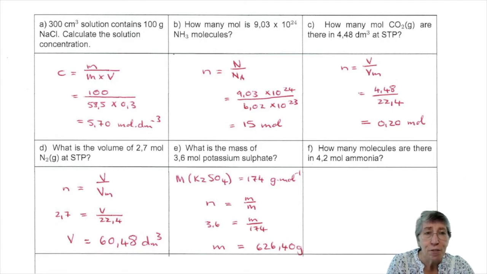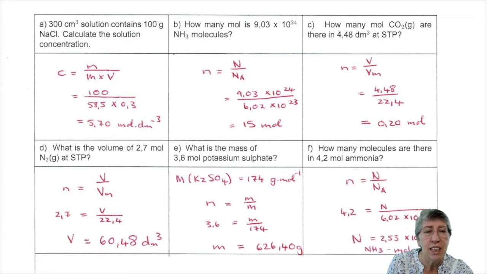In number F, they ask you how many molecules. So they're asking you for particles. So we're looking for big N, and they give you mole, and that makes it easy to see you are working with N equals n times Na, and it is just a plain substitution.